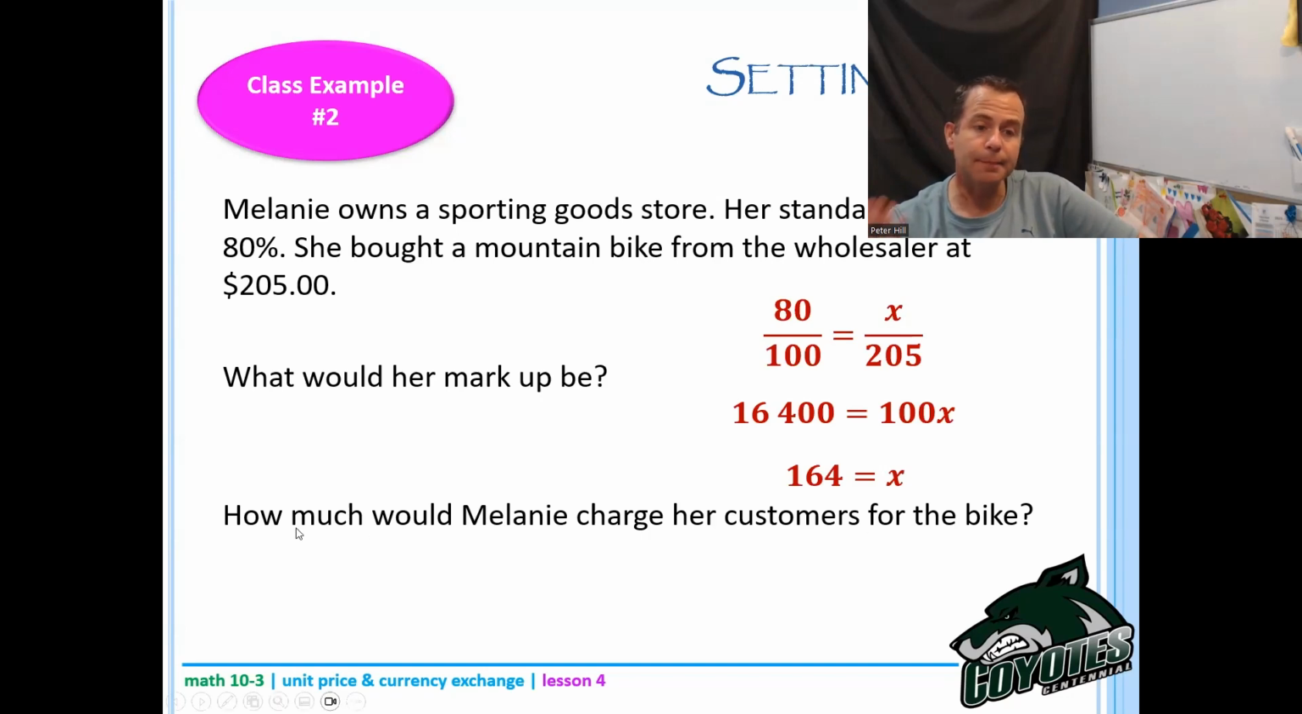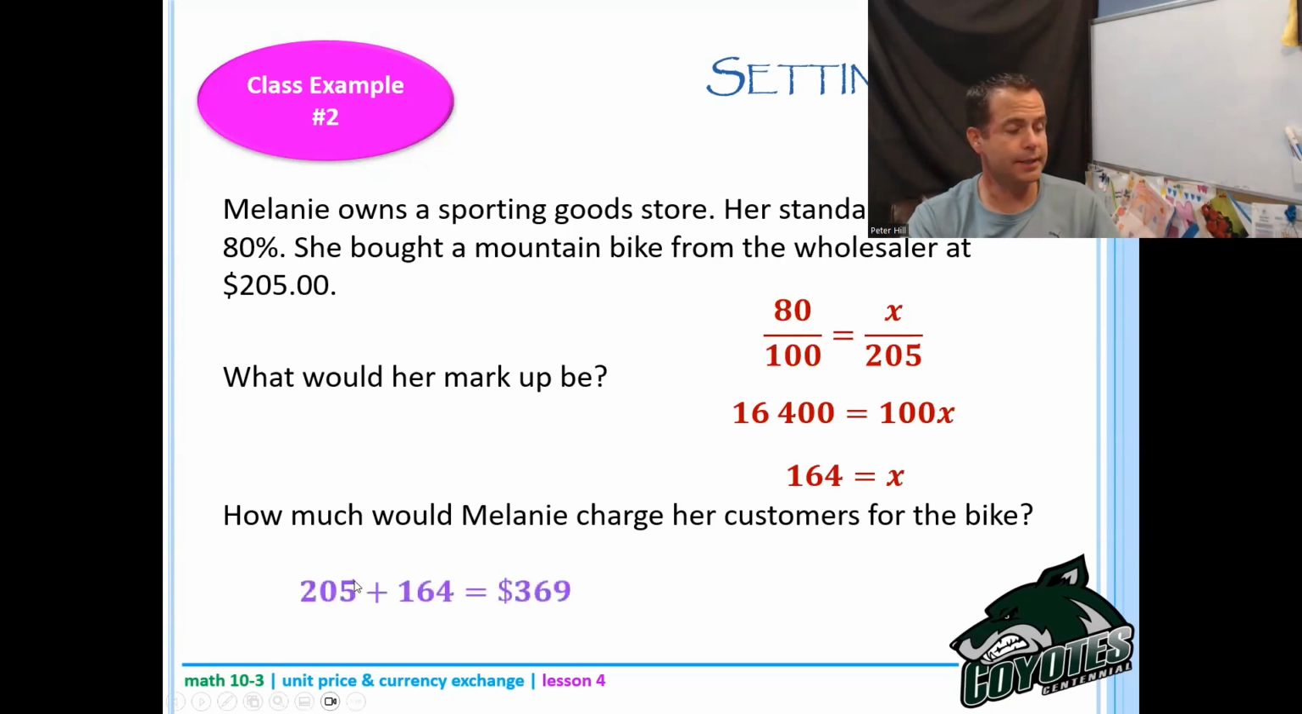So the second part of this question is how much should Melanie charge her customers for the bike? Well, she had to pay $205 for it. She wants to make $164, so we have to add those two things together in order to get what she's going to sell it to the customer for. So when I add 205 and 164, I get 369. So Melanie's going to sell this bike for $369 in her store.